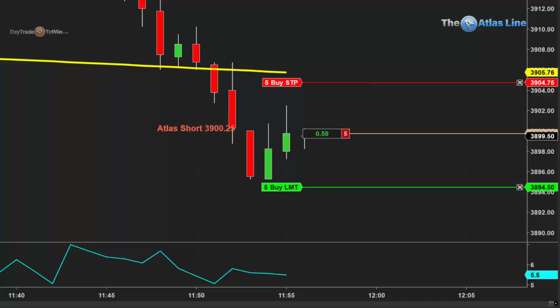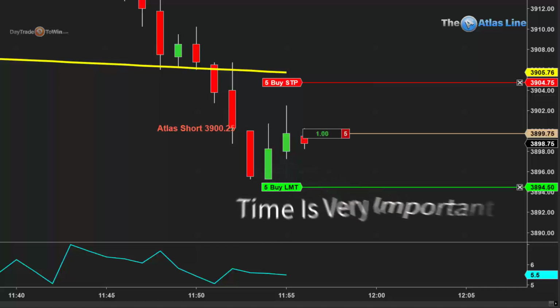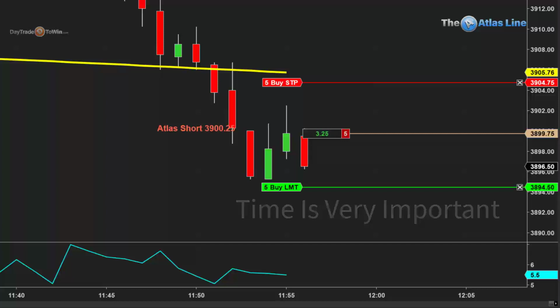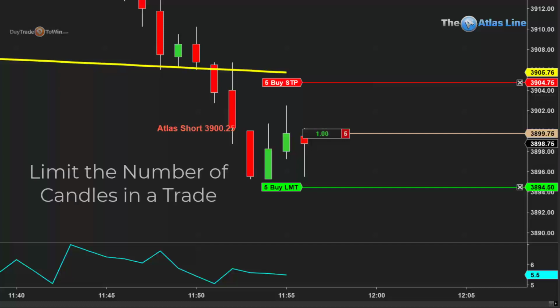Now, another thing we need to understand is time. Time is extremely relevant as a trader. The longer you hold on to a position, the less likely the market is going to work in your favor. There's a lot of traders that hold on to losing positions for far too long. If this does not make a target in a relatively short amount of time, so I'm using a 1-minute chart, we're thinking 4, 5 minutes, 6 minutes at the most. This is really 4 or 5 candles.